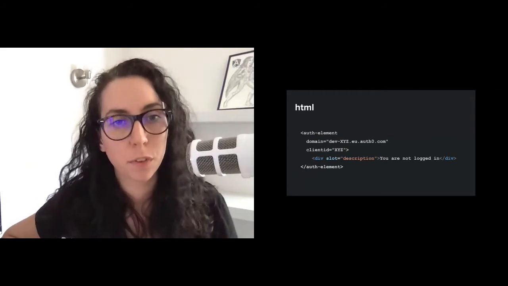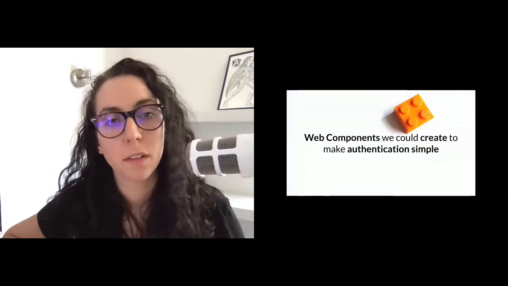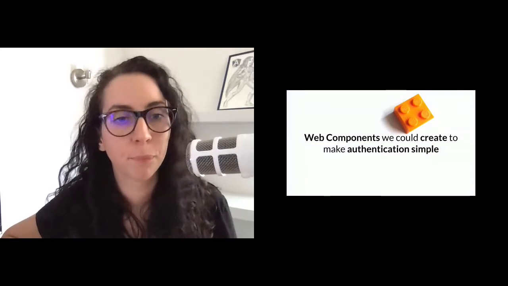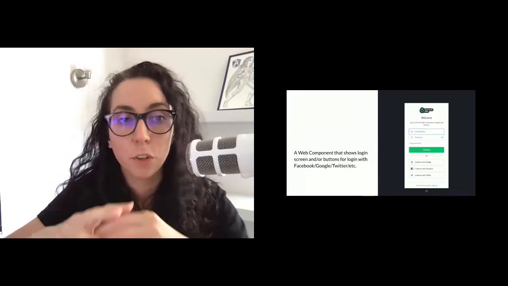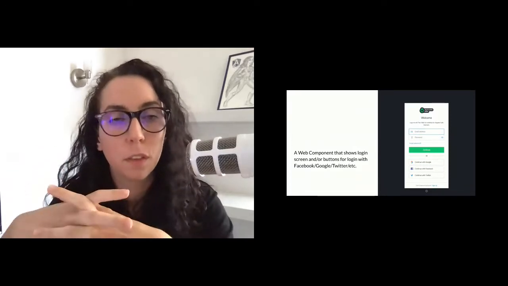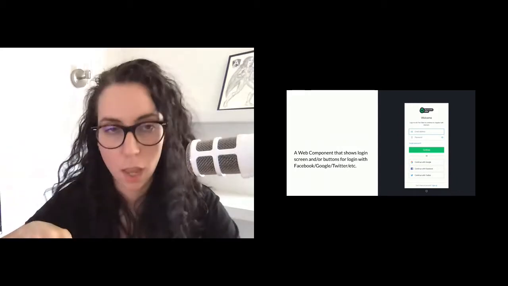Now I'm going to provide you with some examples that we could use to make authentication more simple. It might be a web component that shows a login screen and all the buttons for login with social media. It might be a web component that shows when the user's logged in, it might show their name, or it might show their profile photo, or it might show a logout button. It's up to you. What we're going to build right now is a simple login button that when you click on it, is going to use the Auth0 SDK, which will do the authentication process for you. And once they're logged in, it's going to show a logout button.